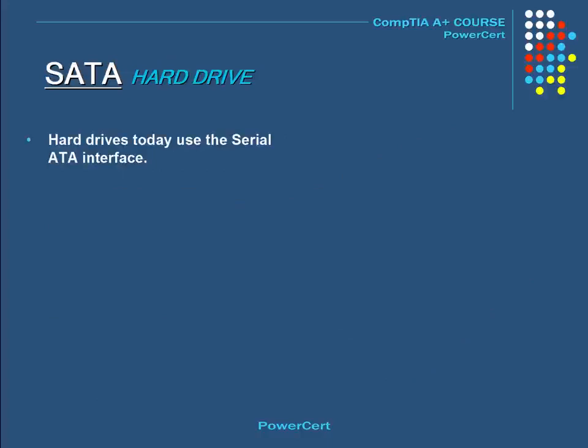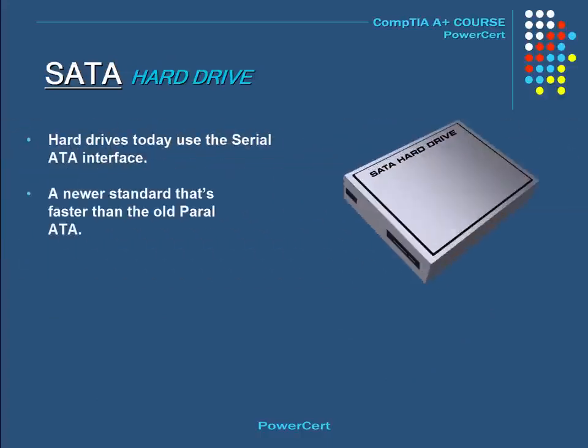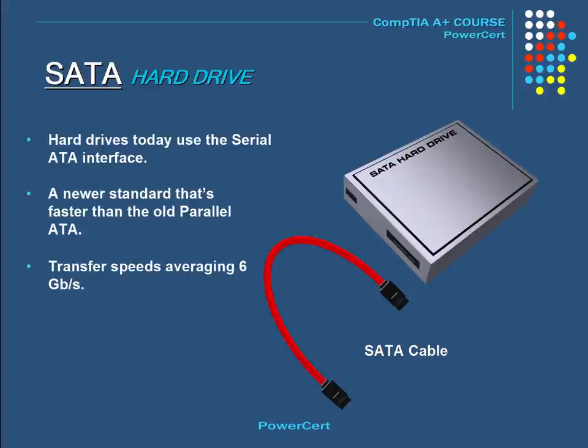Hard drives today use the serial ATA interface. Now, this is a newer standard that is faster than the old parallel ATA interface. Instead of data traveling in a parallel path, the data travels in a serial path, which means that data travels one bit at a time. SATA drives have transfer speeds averaging 6 gigabits per second, which is considerably faster than the old parallel ATA. Other advantages of SATA drives are that they are hot swappable and the cables are a lot smaller, which makes cable management a lot easier.